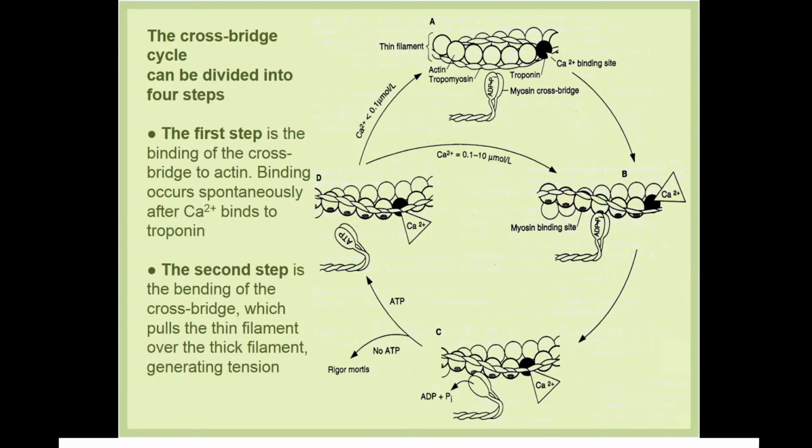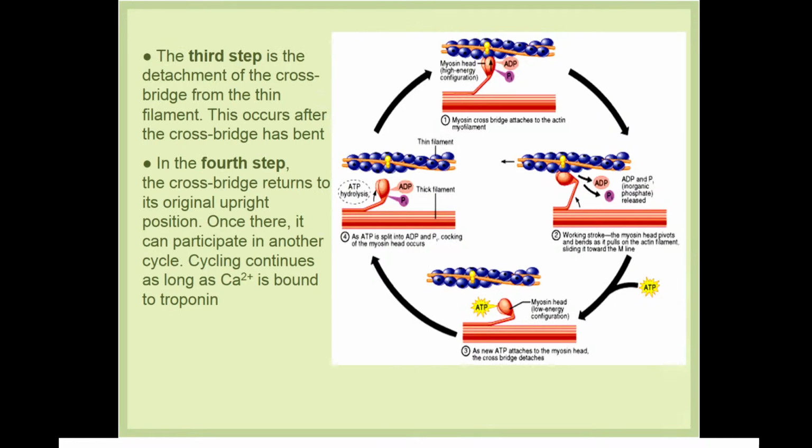The third step is the detachment of the cross bridge from the thin filament. This occurs after the cross bridge has bent. And after that, we can talk about the fourth step. The cross bridge returns to its original upright position. Once there, it can participate in another cycle. Cycling continues as long as calcium is bound to troponin.